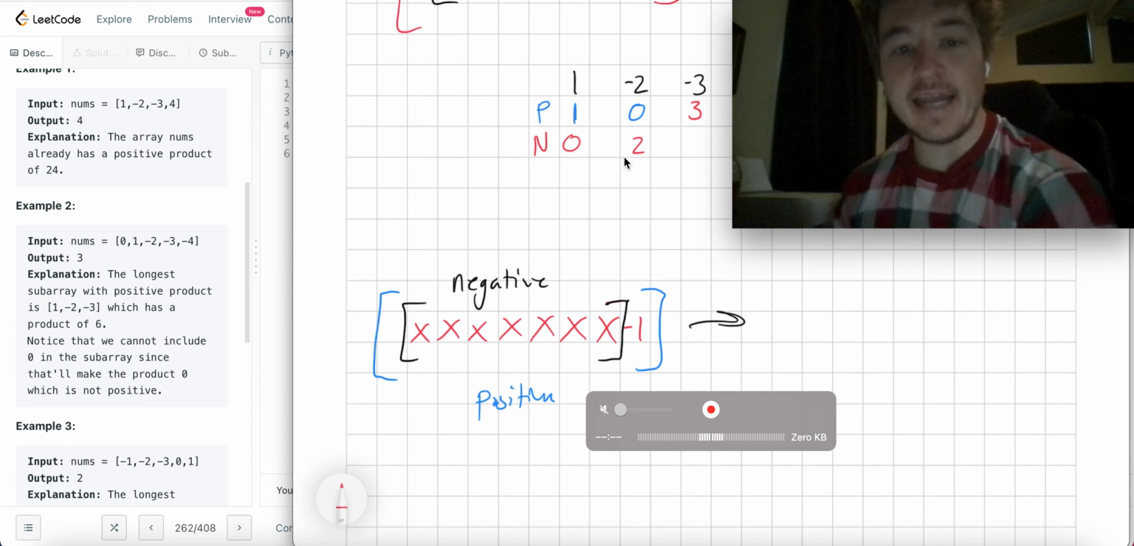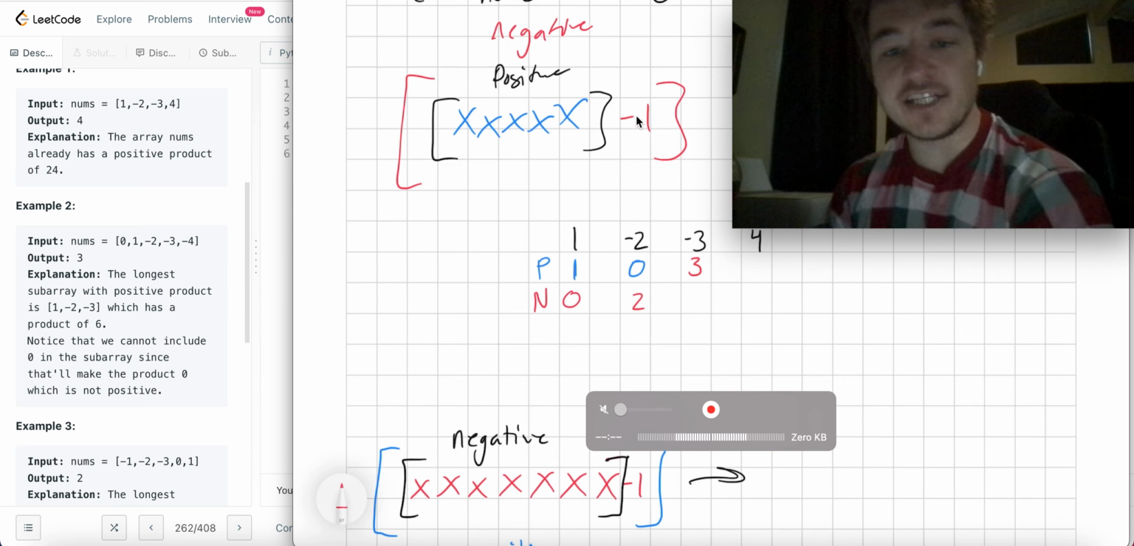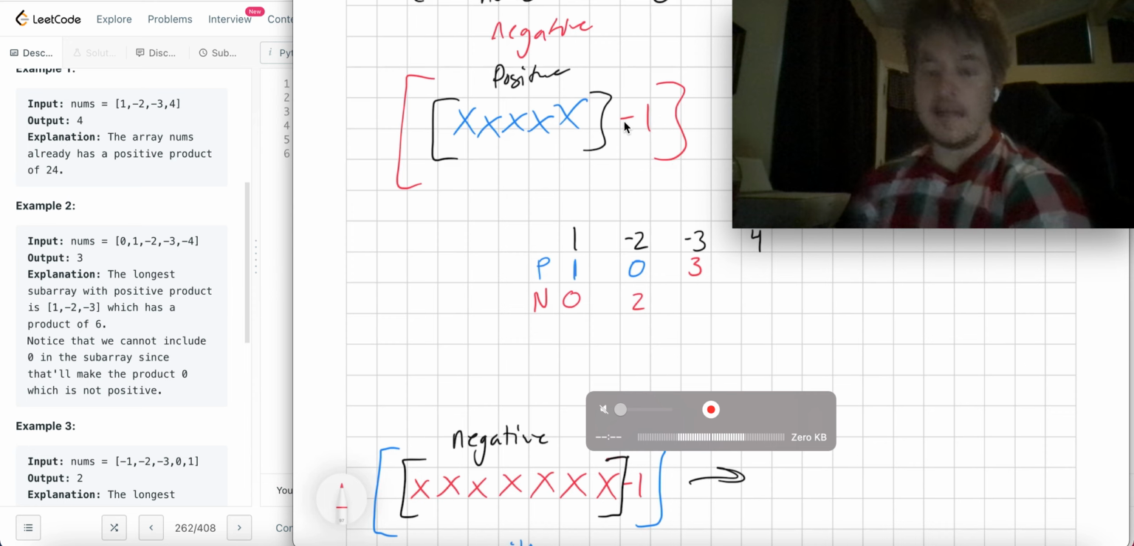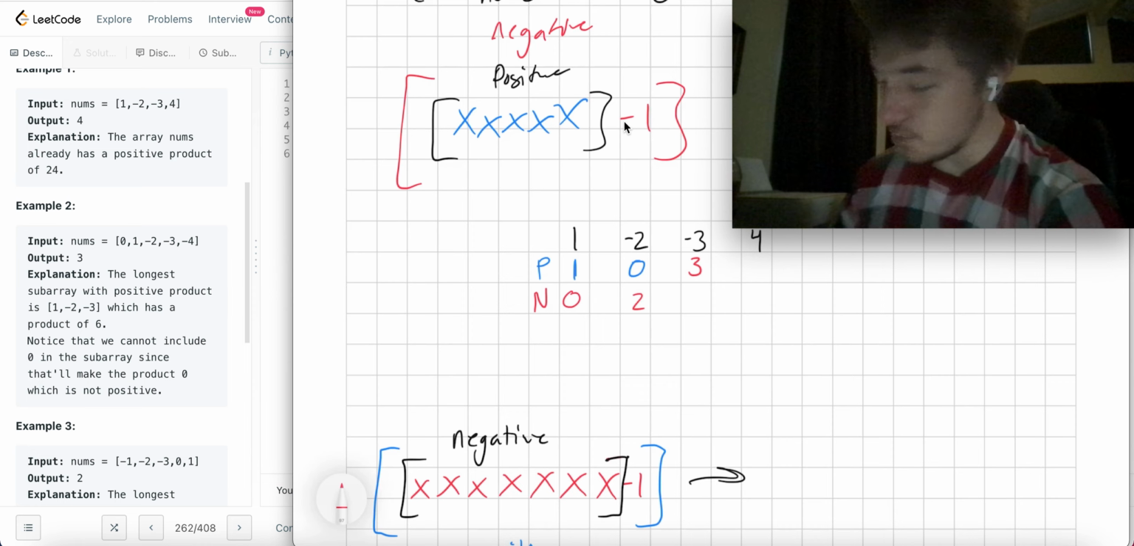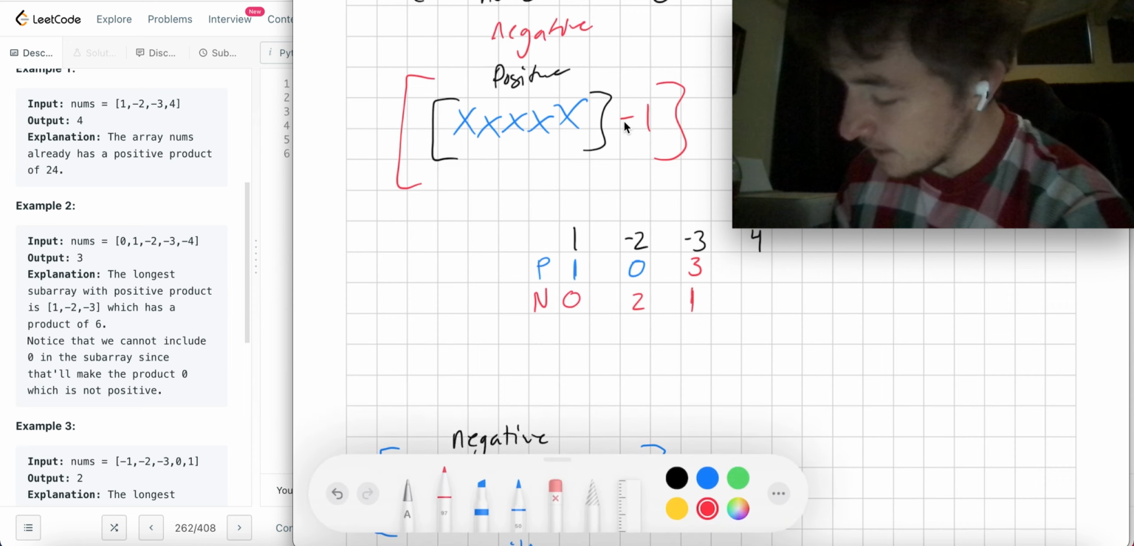Negative 3 can't attach to anything positive, right? Because there's a 0 length positive here. So there's nothing positive I can attach to negative 2 to make it more negative. So the longest length negative here would just be 1. And why would it be 1? Well, because of the negative 3 itself.